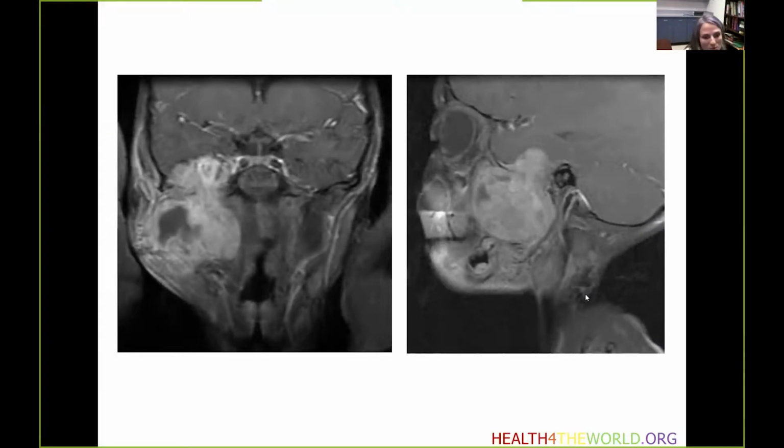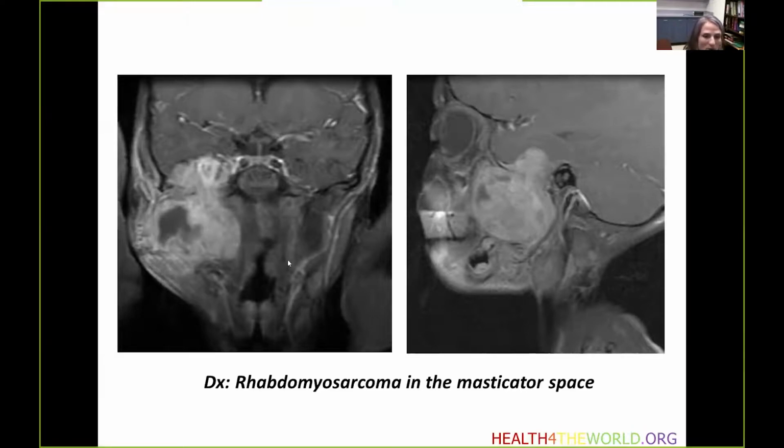On T1 post-contrast MRI of the neck, this lesion is heterogeneously enhancing and possibly necrotic, and it does extend intracranially. Because we know that this is centered in the masticator space, the most common lesion, especially in the child, would be rhabdomyosarcoma, and it was proven to be this pathology via biopsy.